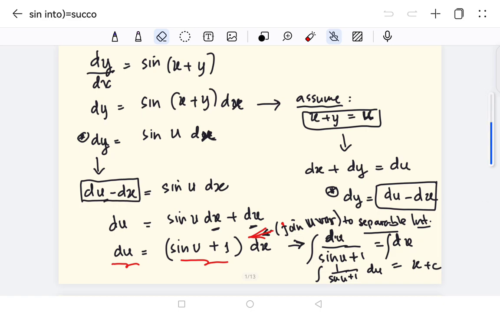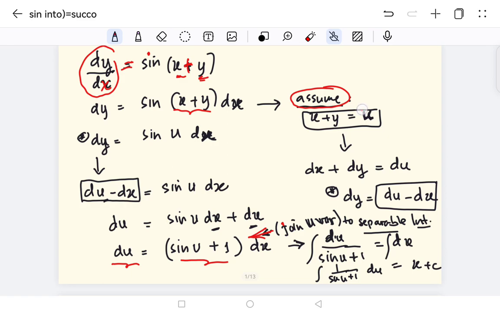Okay, so if we have a differential equation, you can see this one, dy over dx, or dy with respect to variable x, equals sine of x plus y. If you see the addition of two different variables like this, we cannot use the separable method. So what you should do is first assume these two variables are a single variable.